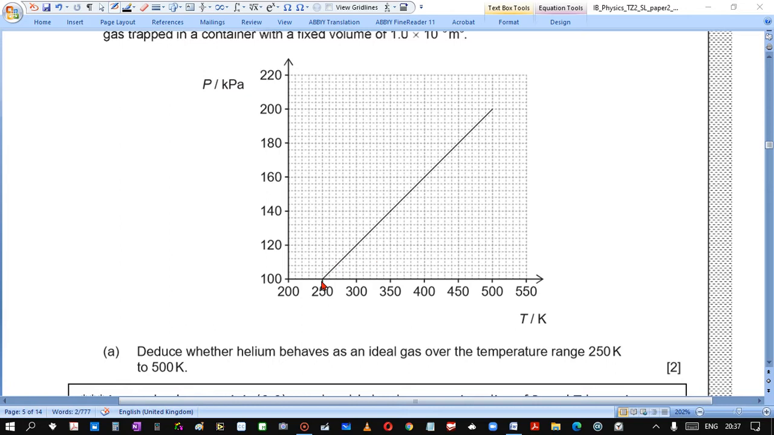So first of all, we see that it is a straight line. The question is whether it goes through the origin or not. Since the origin is not given, we can check proportionality by ratio. So let's take the ratio of pressure and temperature at temperature 250 and another at temperature 500 Kelvin.